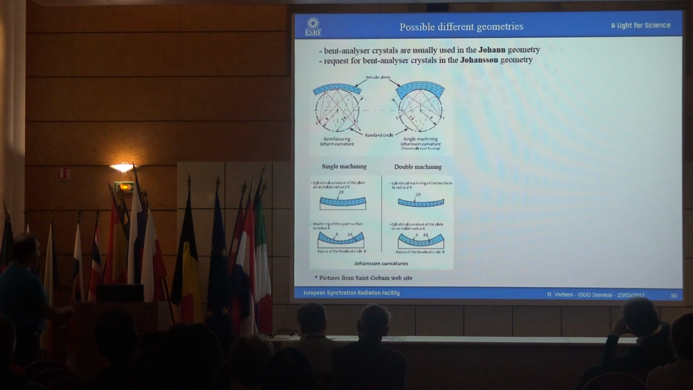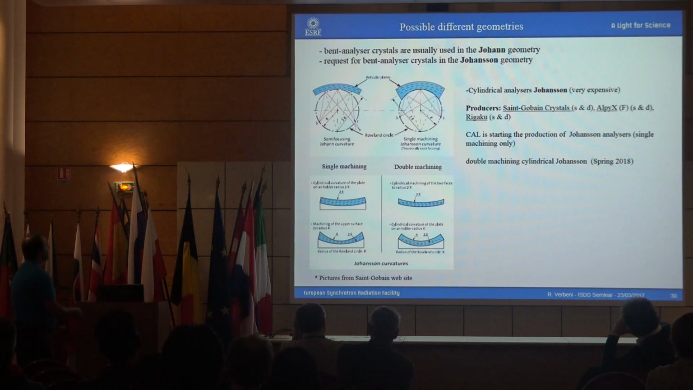Another way to make this analyzer is so-called double machining. You machine your wafer directly with a curvature 2R on the two surfaces, and then you bond this wafer on a spherical substrate with a curvature radius of R. So you end up with your planes having a curvature radius 2R, and your surface R. This is called Johansson analyzers.